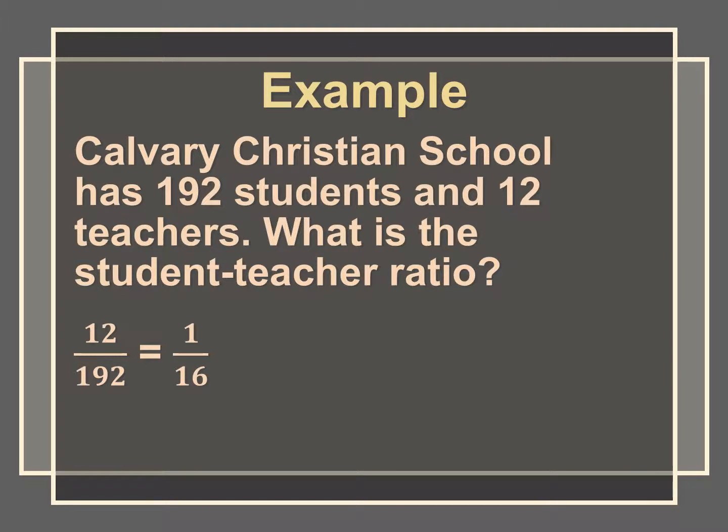So what we can do is compare the number of students to teachers and get a student-teacher ratio. So it wants student-teacher, so our first number we're comparing is the number of students, which is 12, and we're comparing that to the number of teachers, which is 192. If we were to reduce that, we could see that we have one student for every 16 teachers. So we have a 1 to 16 ratio.